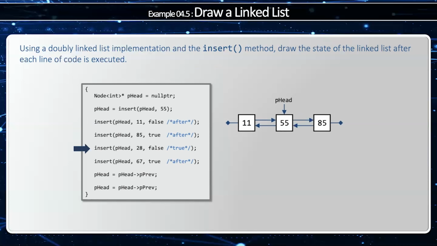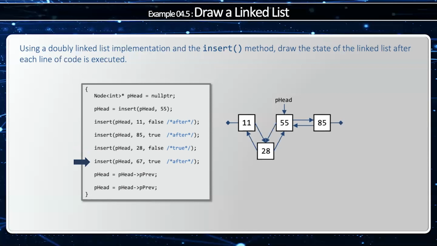Now I'm going to insert 28 before 55. So I'm going to allocate 28. Notice how next and previous pointers are set to null pointer. Then I'm going to hook up 28's pointers. And then finally, I'm going to hook up the rest of the linked list back to 55.